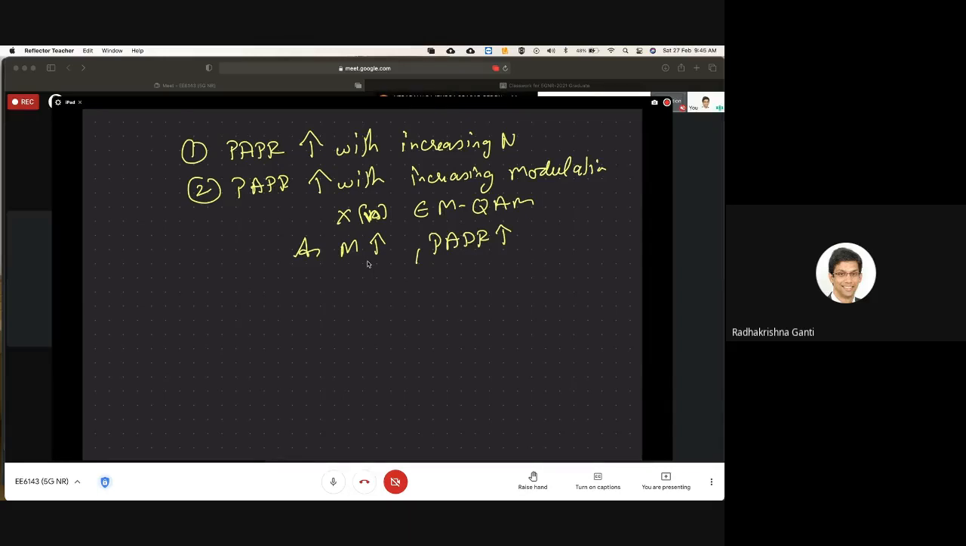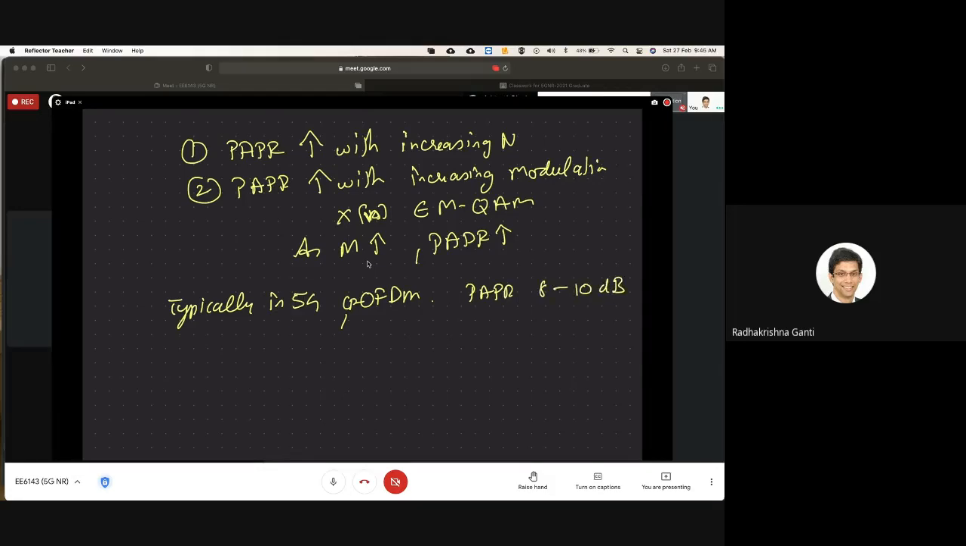Typically in 5G, depending upon the modulation and other things, in an OFDM system, cyclic prefix OFDM, the PAPR is about 8 to 10 dB.